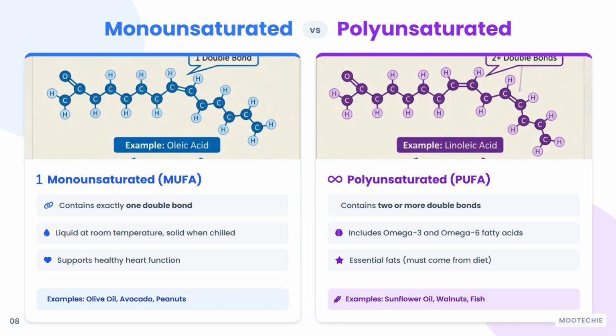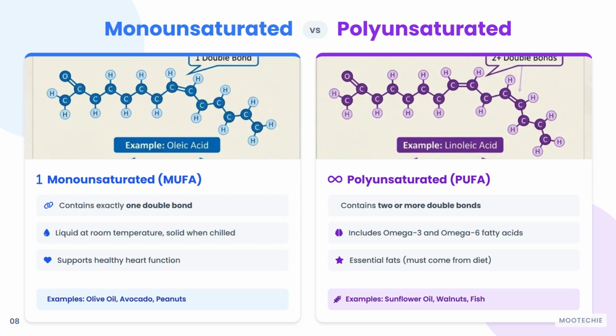But let's go deeper into the unsaturated category, monounsaturated versus polyunsaturated. For monounsaturated fats, or MUFAs, the classic example is oleic acid. It contains exactly one double bond. These fats are liquid at room temperature, but may turn solid when chilled. They're fantastic for supporting healthy heart function. You'll find them in olive oil, avocado, and peanuts.